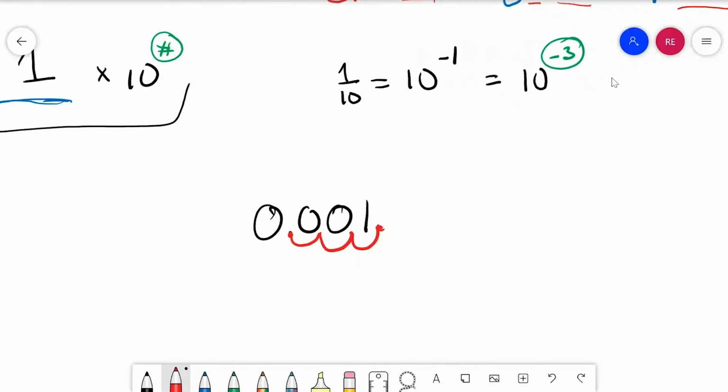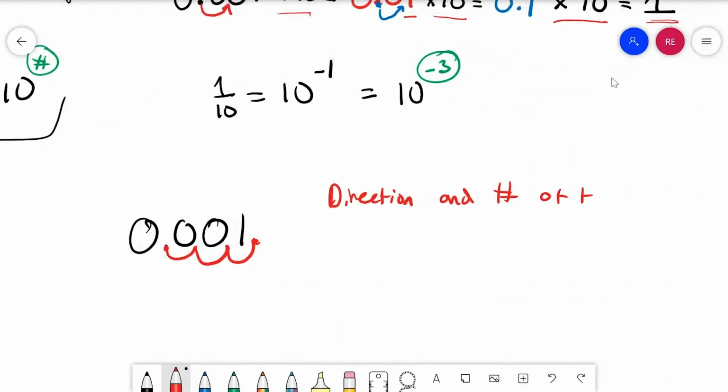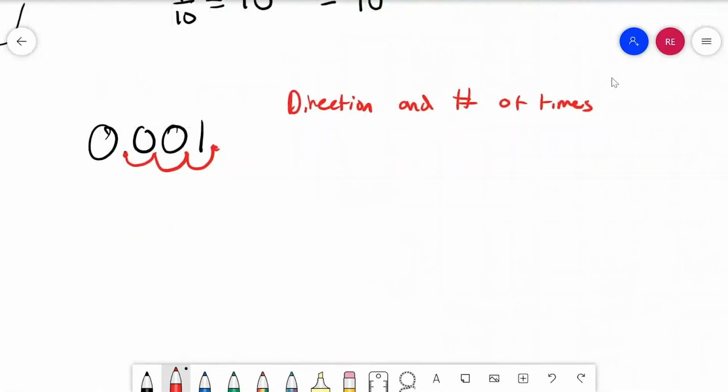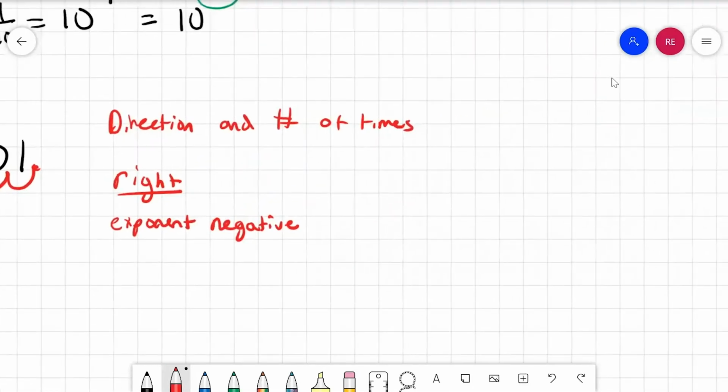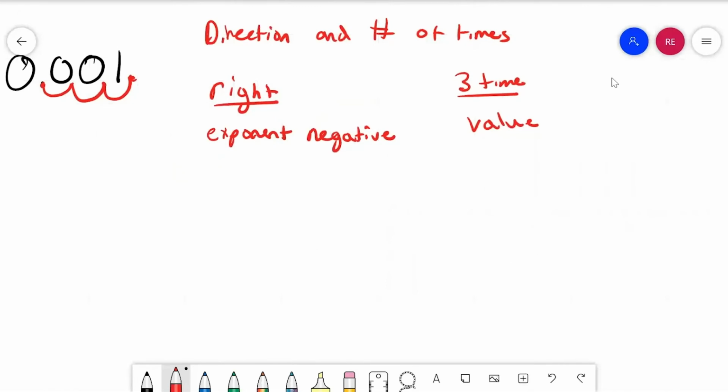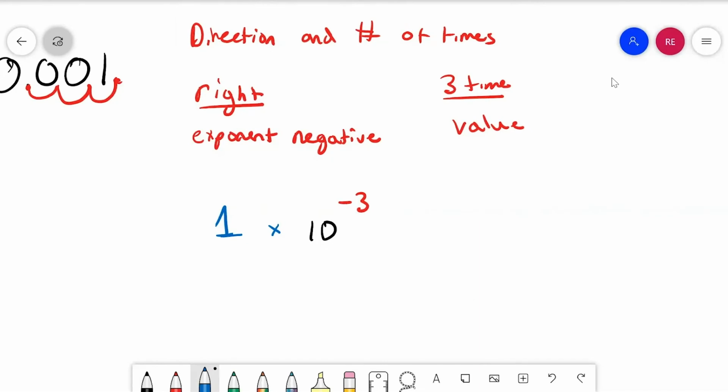And so we want to look at direction and the number of times that we move the decimal. And so we move to the right, and right will always tell us that our exponent will be negative. And then we moved to the right 3 times. This is the value of our exponent. And that's how we got -3 as our exponent of 10 that we multiply by the number in the ones place.